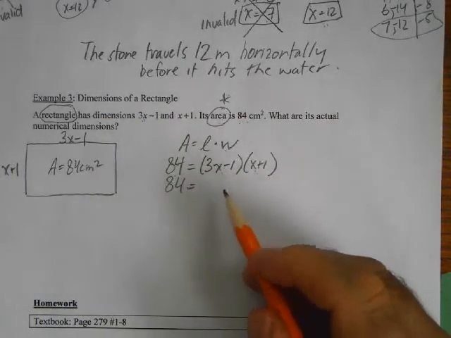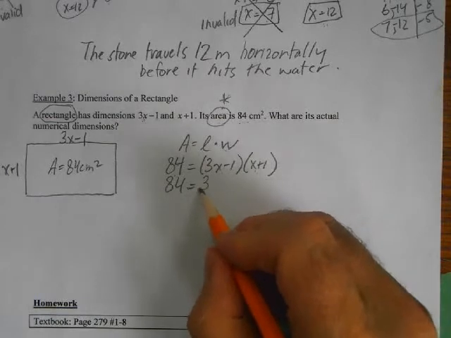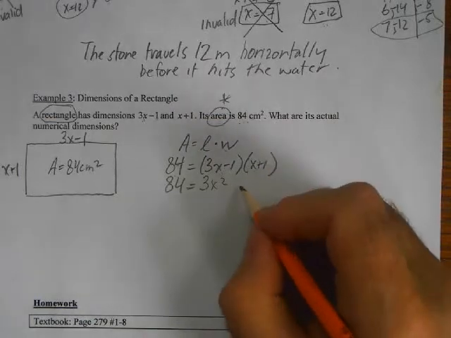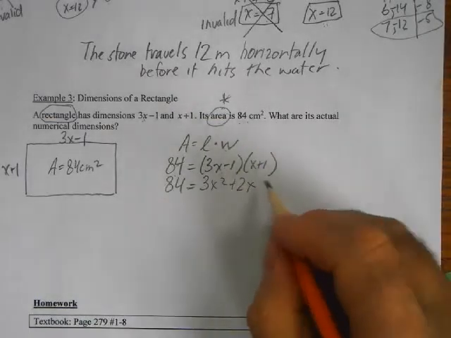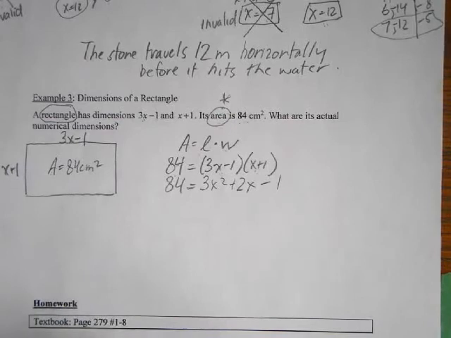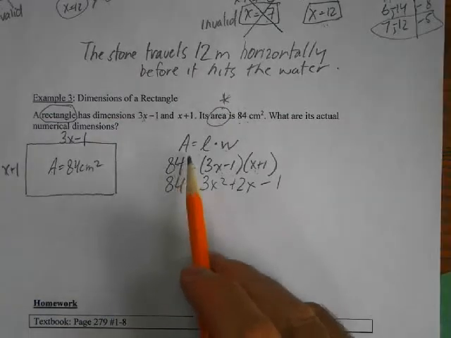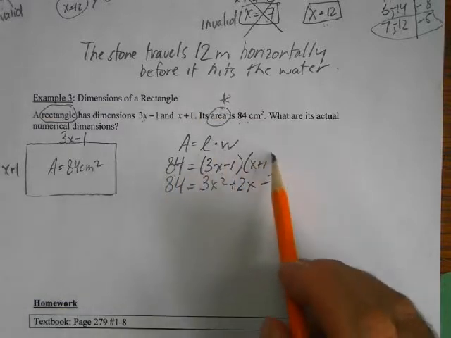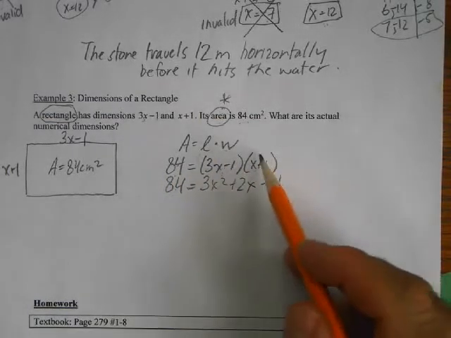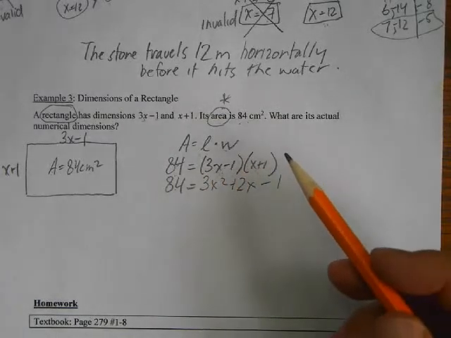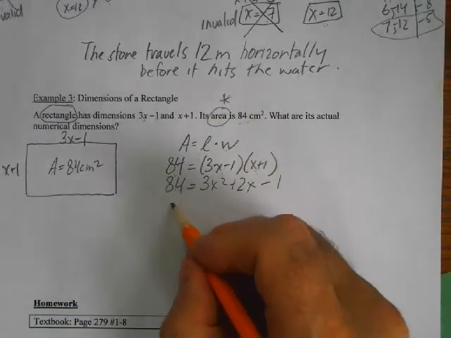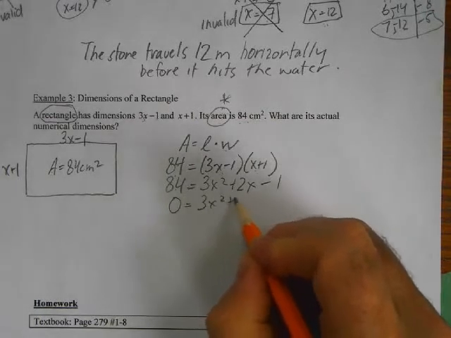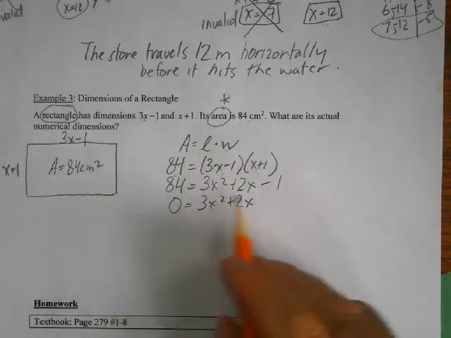Now that's going to be 3x squared, and then I'm going to have a 3x there and a minus x there, so that's plus 2x. And here I'm going to have a minus 1. So now I can actually do something with the 84. I'm going to subtract it from both sides, whereas if I just subtract it from here, I can't use these factors at all. So I'm going to subtract 84 from both sides, so I get 0 equals 3x squared plus 2x. Now when I subtract 84 from minus 1, I get minus 85.